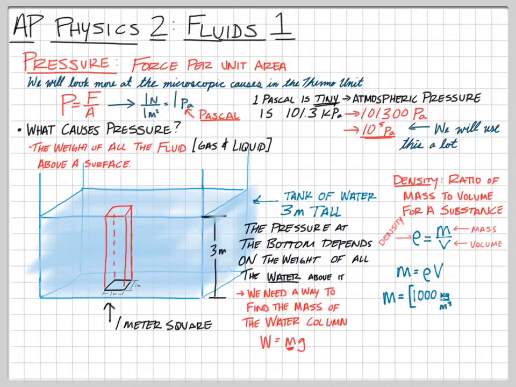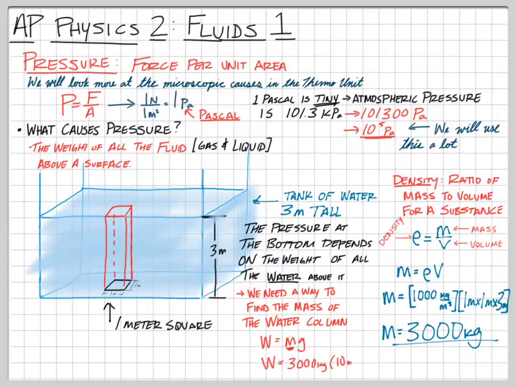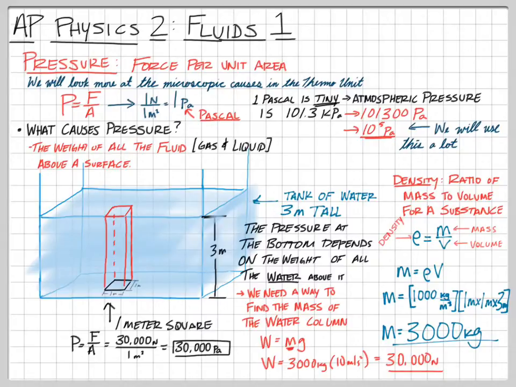Well, the density of water is 1,000 kilograms per meter cubed, and the volume is 1 meter by 1 meter by 3 meters. 3 meters is the height, 1 meter by 1 meter is the bottom. So the mass is going to be 1,000 times 1 times 1 times 3, where the mass is going to be 3,000 kilograms of water. That makes the weight 30,000 newtons. And that makes the pressure 30,000 newtons divided by 1 meter squared, or 30,000 pascals.